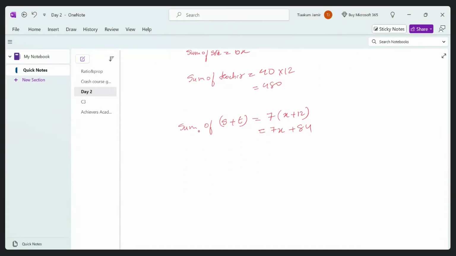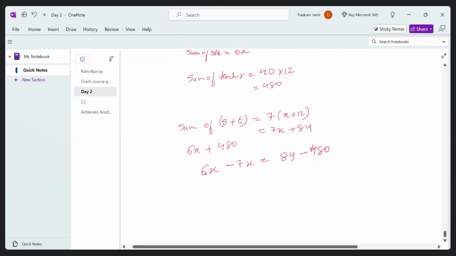Now here, sum of observation of student is what? We got 6x. Sum of observation of teacher is what? 480. So 6x minus 7x, plus into minus, 6x minus 7x will give us what? 1x, or no? However, we will have a sign of minus.